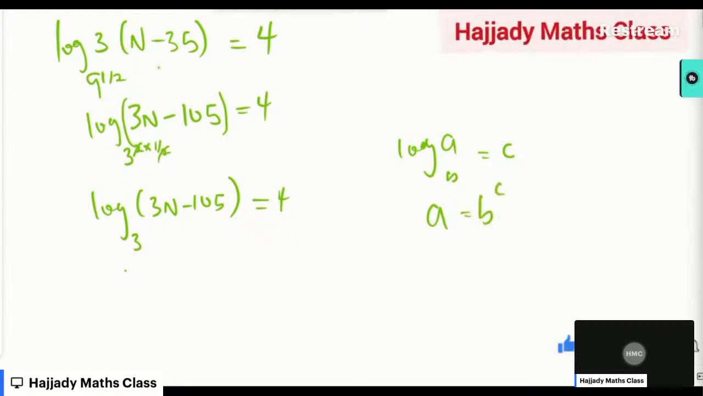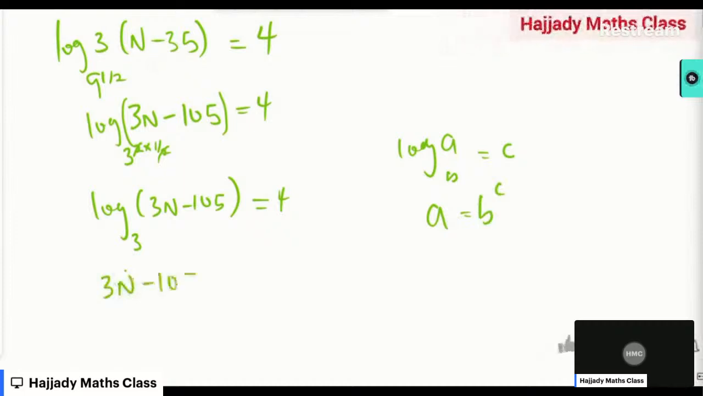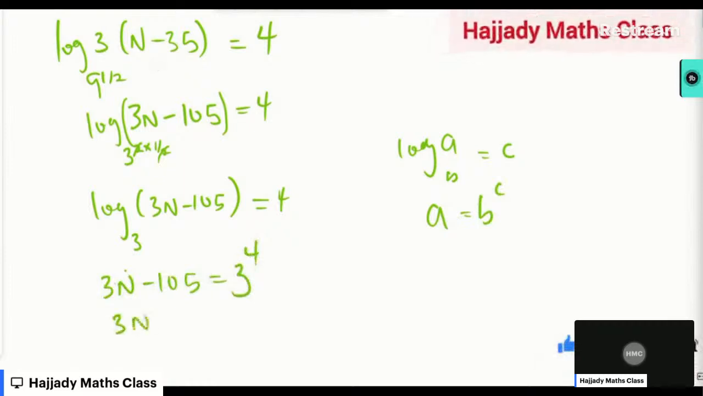So here we have a to be equal to 3n minus 105. So we have 3n minus 105 equals b, which is the same as 3, the base, raised to power 4. So we have 3n minus 105 equals 3 raised to power 4, which is the same as 81.